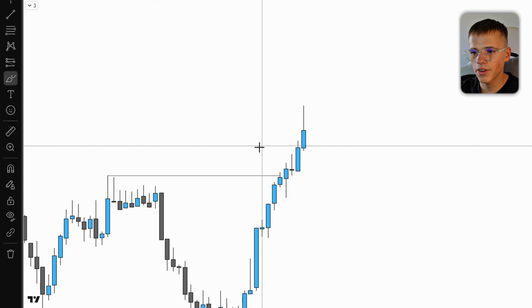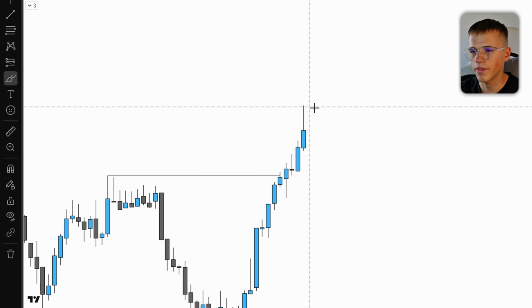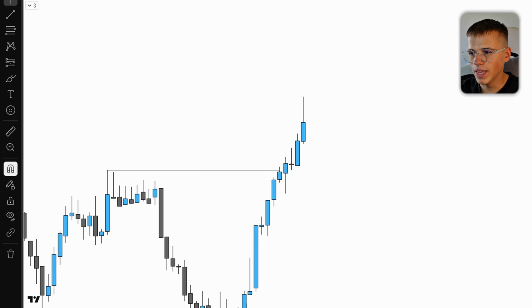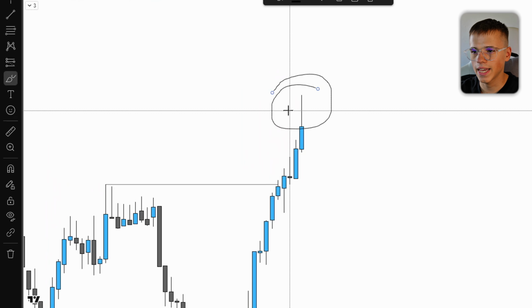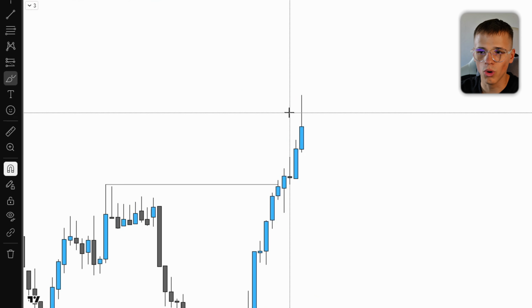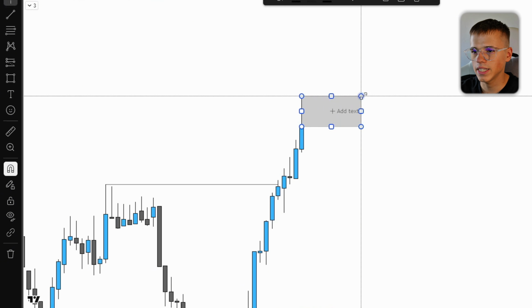Alright, so here's another great looking setup. We had a liquidity sweep right here of this high. The thing that we instantly see is that we have a nice looking rejection candle right here. That is the thing that we always want to see when entering trades. We want to see the market rejecting like this to the upside.